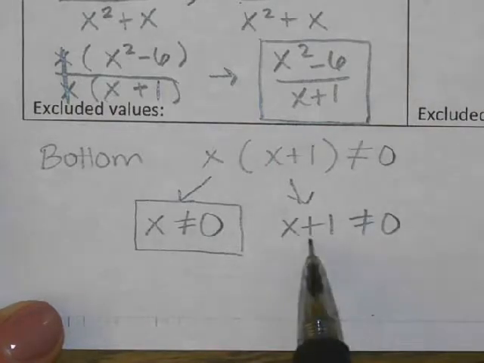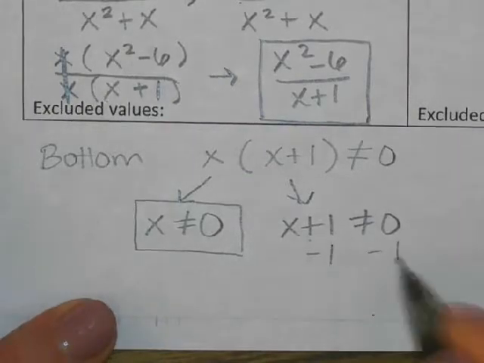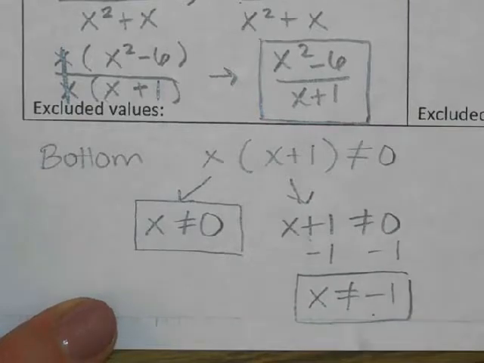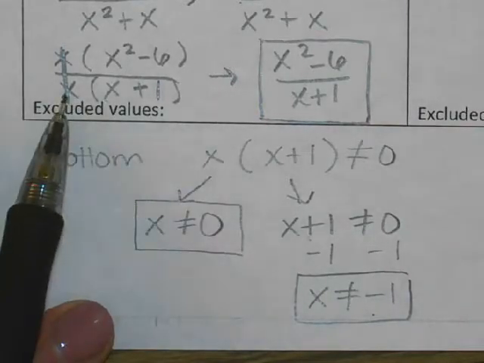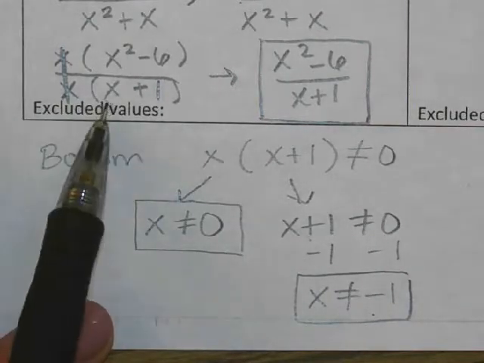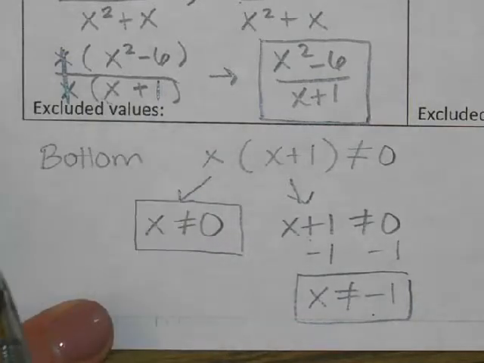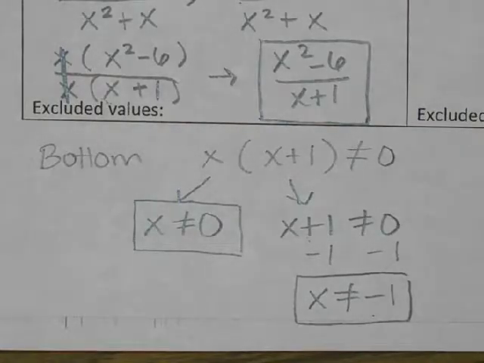How do I solve this equation for x? Minus 1. So x cannot equal minus 1, and that's because in this denominator, negative 1 times negative 1 plus 1 would be negative 1 times 0. Again, it would zero out the whole bottom. So there are two excluded values for this problem. It's 0 and negative 1.